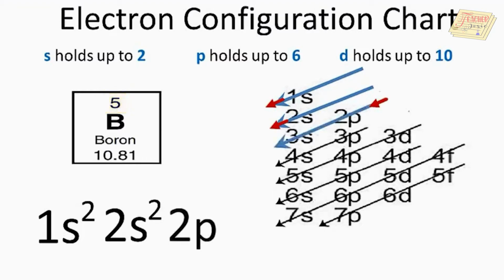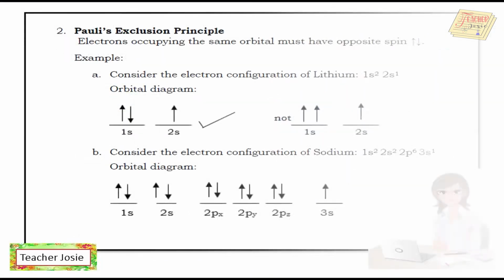Then we go down this row here with the 2p and the 3s. We only need 1 more electron to get 5. We know that the p holds up to 6 and we need only 1. So that's our configuration for boron: 1s2, 2s2, 2p1. Notice that the numbers add up to 5, just like the number of electrons for the element.